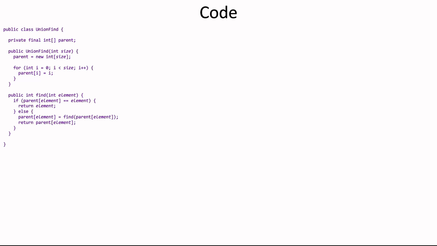Next, we make the find method. The find method takes in an element and returns the group number. If the parent of that element is the element, it is a root, because that's what we did in the constructor. So we return that element. Otherwise, we set the parent of that element to the root, which is doing path compression, and then we return the parent of that element, which is now the root.